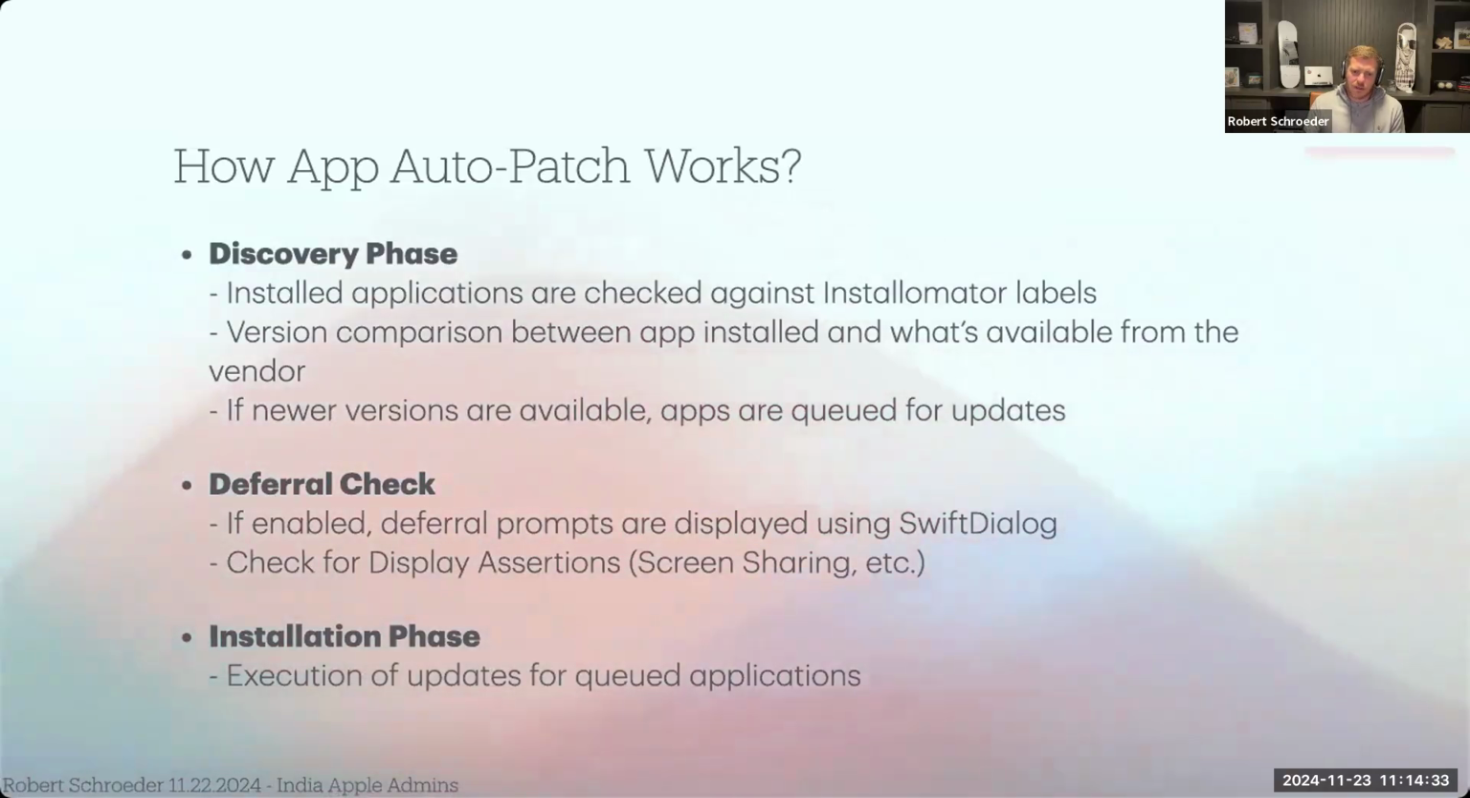The second phase is the deferral check. So if it's enabled, then prompts are displayed using swiftDialog to display to the end user the list of apps that need to be patched and the number of deferrals remaining. So you can give your end users a number of times to defer before application patching starts happening on their machines. And then finally, the installation phase is executed. Any applications that are queued up will download and install their updates.